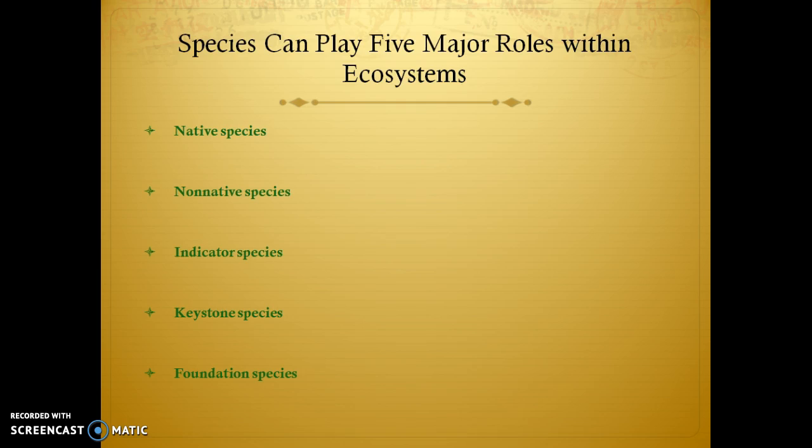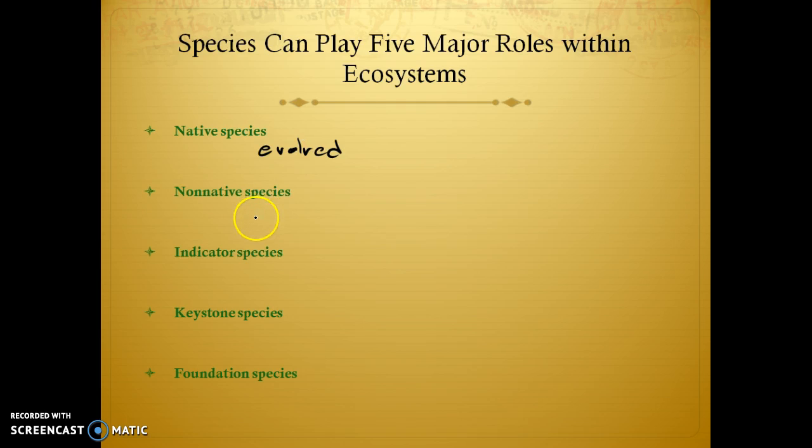Mostly native and non-native species. It's an either or. All species are either going to be native or non-native. Native species evolved in that ecosystem. So they've been there through evolutionary history. They're well adapted to that ecosystem. They're meant to live there.